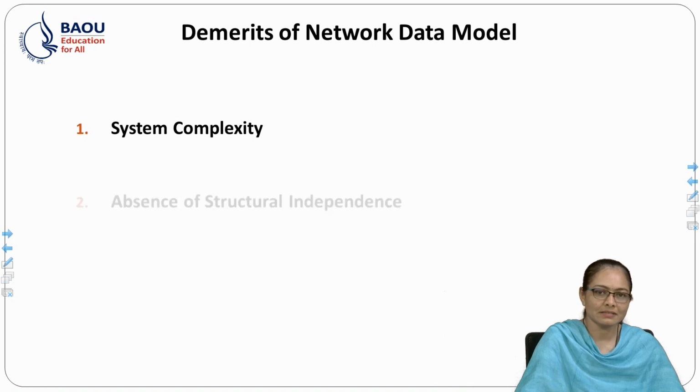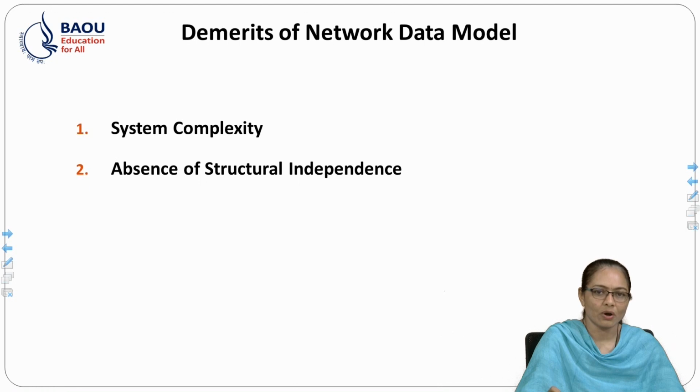The next is the absence of structural independence, because if changes are made to the database structure, all the sub-schema descriptions have to be updated. So a change at one level has an effect on all the levels. These are the two main limitations of the network data model.